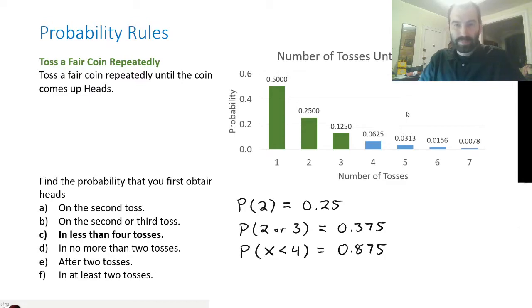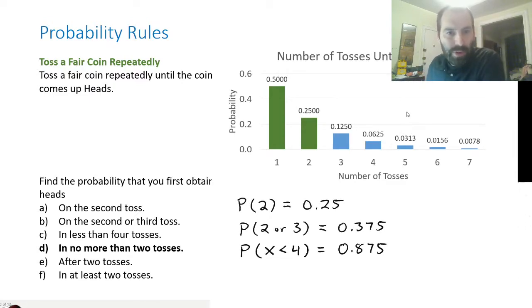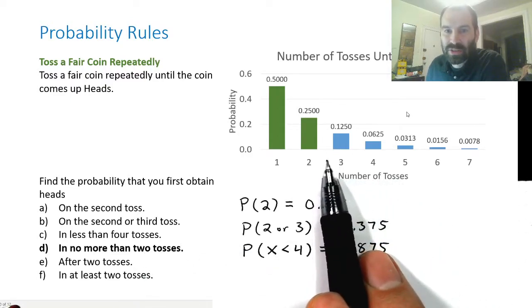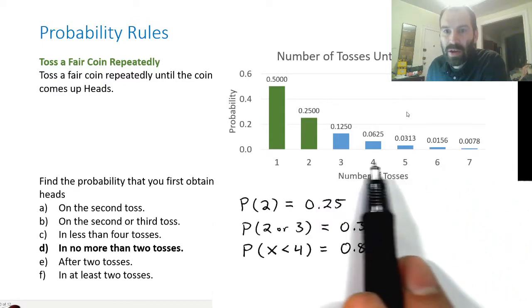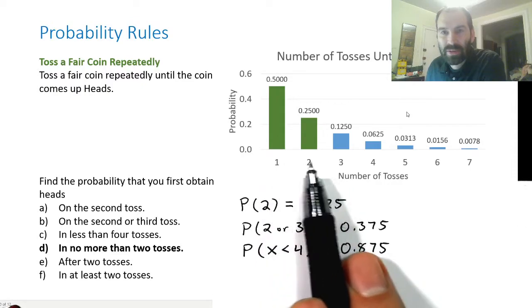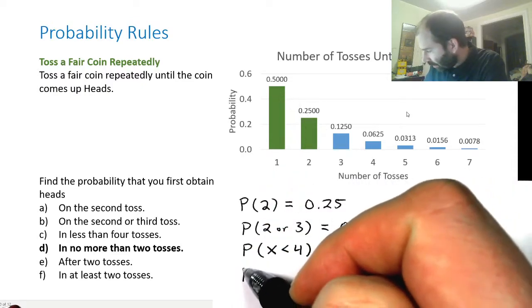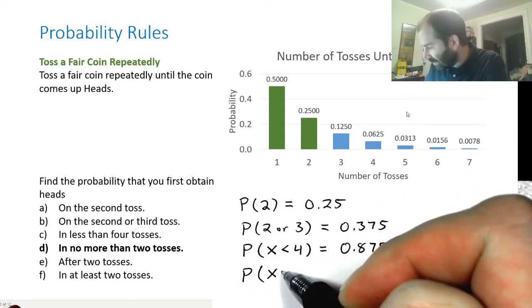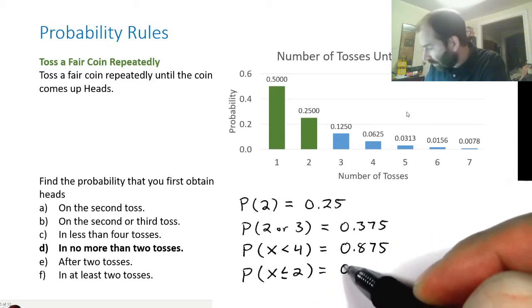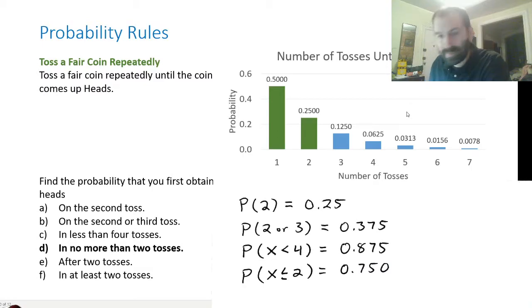What about the next one? Probability that I first attain heads in no more than 2 tosses. No more than is the opposite of more than. More than 2 tosses would be 3 or greater, so no more than would be 2 or less. So it's going to be these two, and I add these. How do I write that? No more than means x is less than or equal to 2. And that's 0.750. Let's round all these to 3 decimal places.